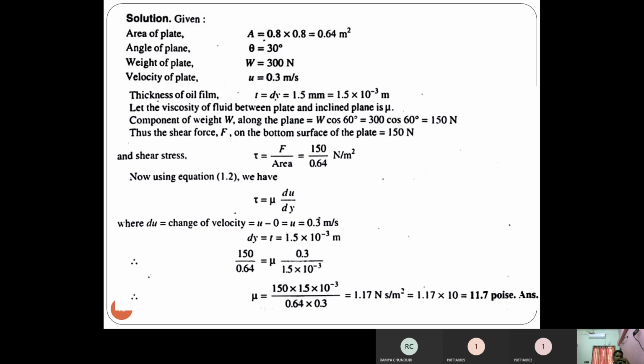If we simplify it, we will get a numerical value. And also from the equation, tau is equal to mu into du by dy, where du is the change of velocity, u minus 0. u is equal to 0.3 meters per second. dy is equal to thickness. t is equal to 1.5 into 10 to the power minus 3. We converted this into meters. Therefore, tau is equal to 150 by 0.64 is equal to mu into du by dy.